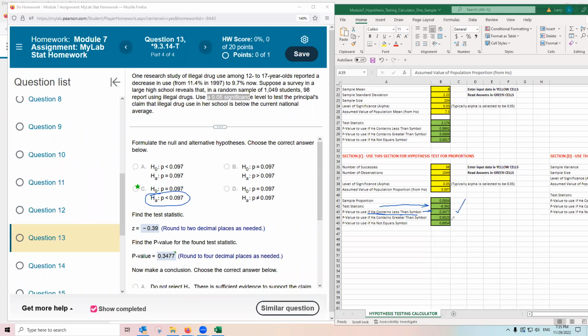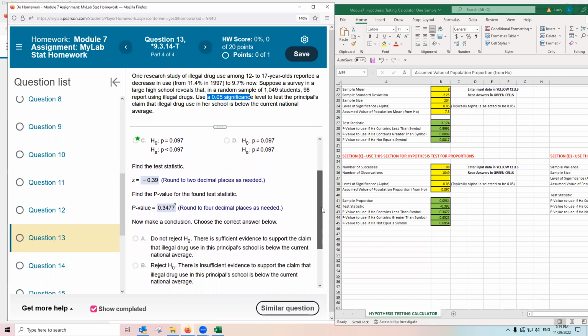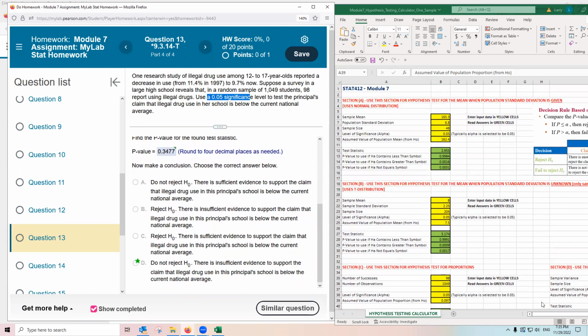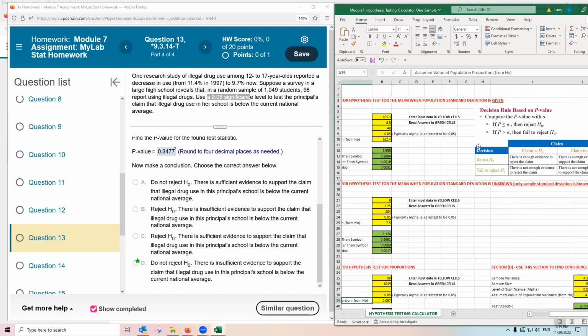So 0.3477 is the p-value. All right, I'm ready to come to a conclusion. So let me scroll down here a little bit and we'll come to a conclusion. Let me go back up here to our little guidance.